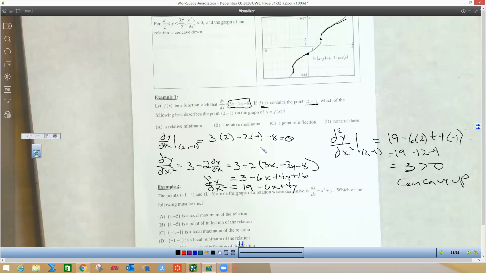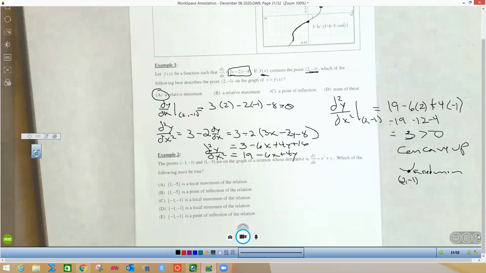Now remember, what we had up here was that the (2, -1) was a critical point, and it's concave up at (2, -1). So if this is (2, -1) right here, we're concave up, so that makes this a relative min. That would be A, relative min there. Okay? Let's go down here to example 2.